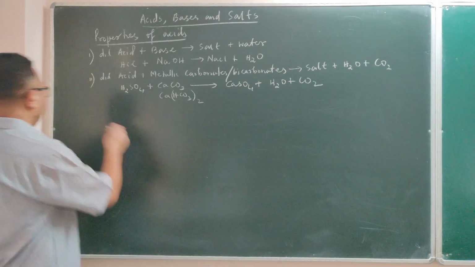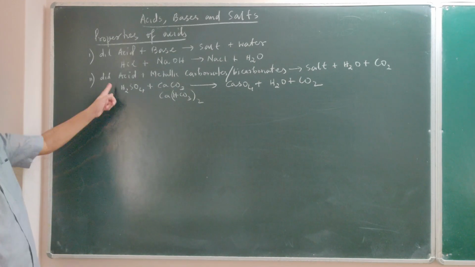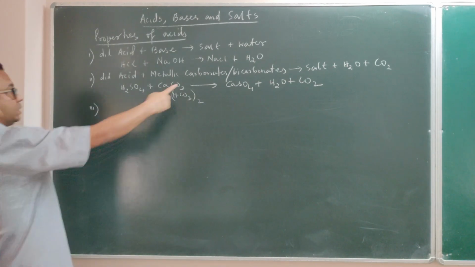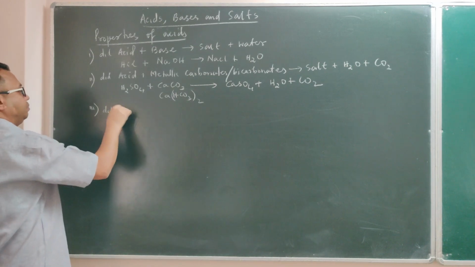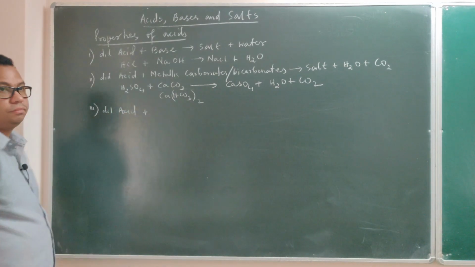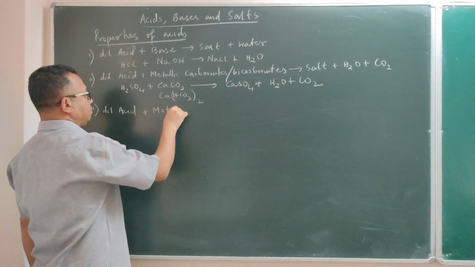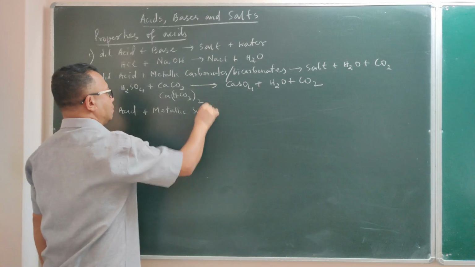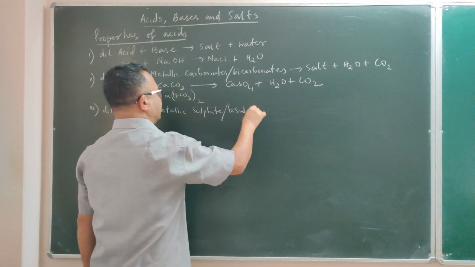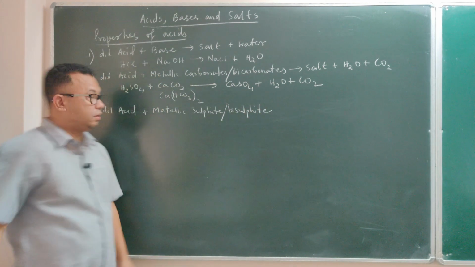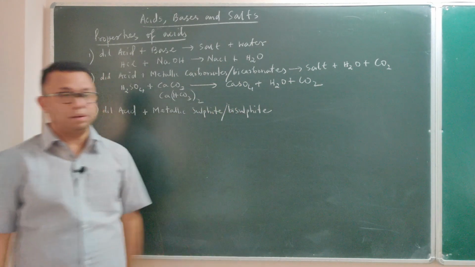Now next one, a very similar reaction is this number 3 with number 2. Number 2 and 3 are very similar. That was carbonate. Now here we will discuss about sulfide. Dilute acid will react with a metallic sulfide or a bisulfide. So there you are. Previously it was a carbonate and bicarbonate, now it becomes a sulfide and a bisulfide.